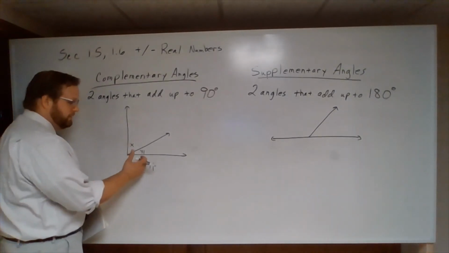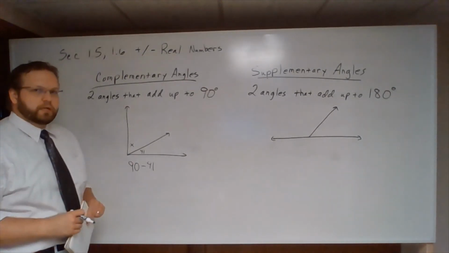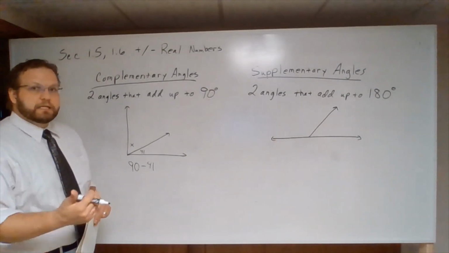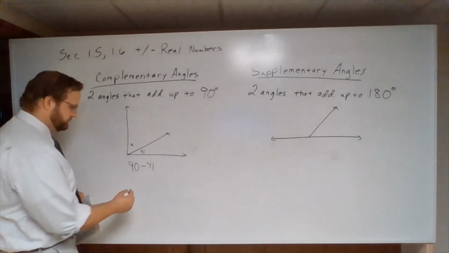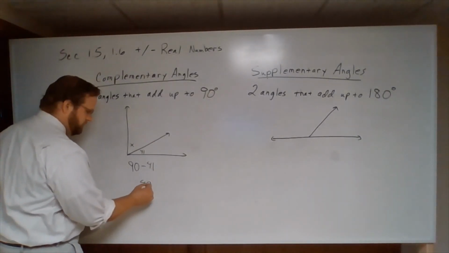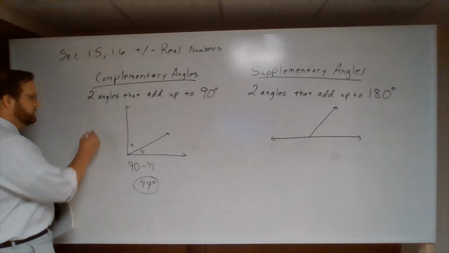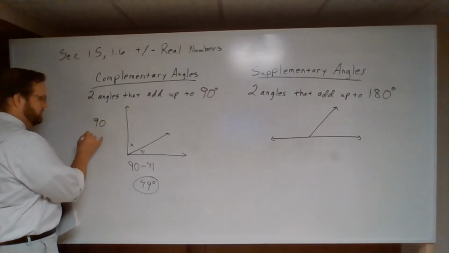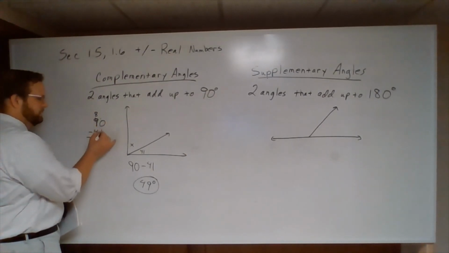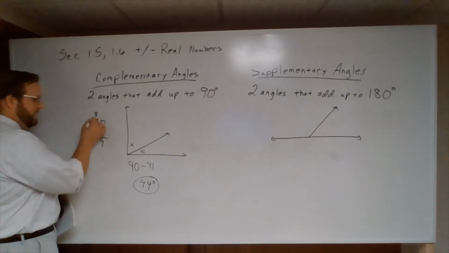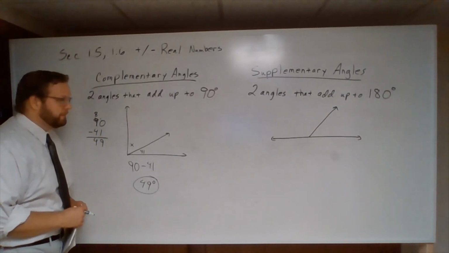Okay, so 90 minus 41. If you want to do this in your head, take 90 minus 40. 90 minus 40 is 50. Take away one more for that 41, and we have 49 degrees. Okay, if you want to do this by hand, then do your borrowing. 10 minus 1 is 9. 8 minus 4 is 4. And there's your 49.